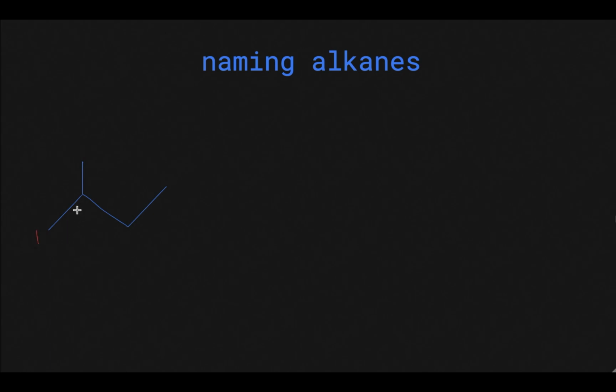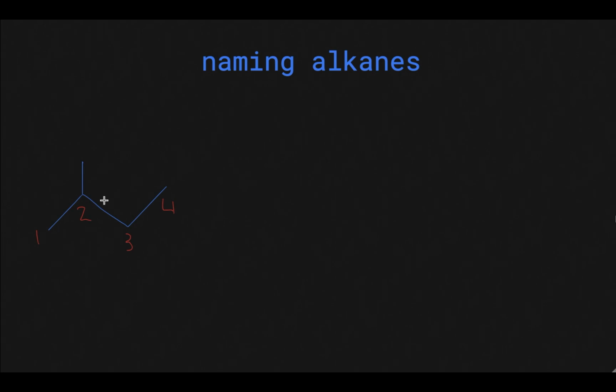So the first way you can do it is from left to right, and you can do 1, 2, 3, 4. The second way you can do it is from right to left, and you can do 1, 2, 3, 4. So the key to naming an alkane is that you want the number to be the lowest wherever there's a substituent. So if you look at this from left to right, we have a 2. Whereas when you look at it from right to left, we have a 3 at the substituent. So we're going to go with left to right. So let's just delete the numbers from right to left, and let's move on.